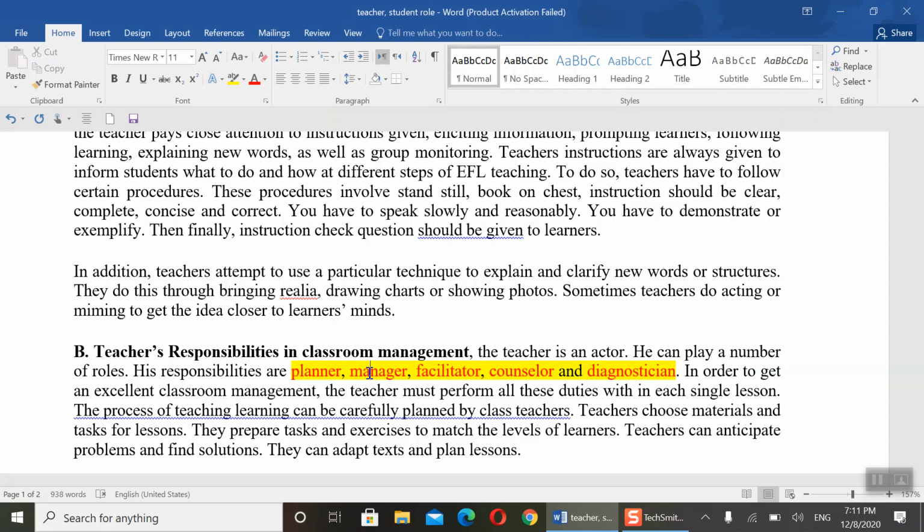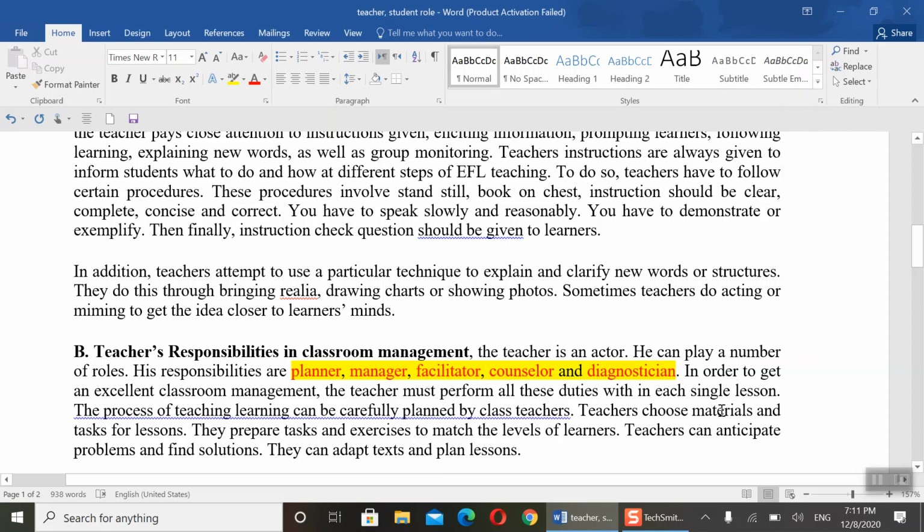When someone comes to you, you have to tell him. For example, for me, I know you, all of you. When students come to me, I know so and so. Why? Because this is the job of the teacher. If you don't know your students, this is completely a big problem. So these are very important. In order to get excellent classroom management, the teacher must perform all these duties.